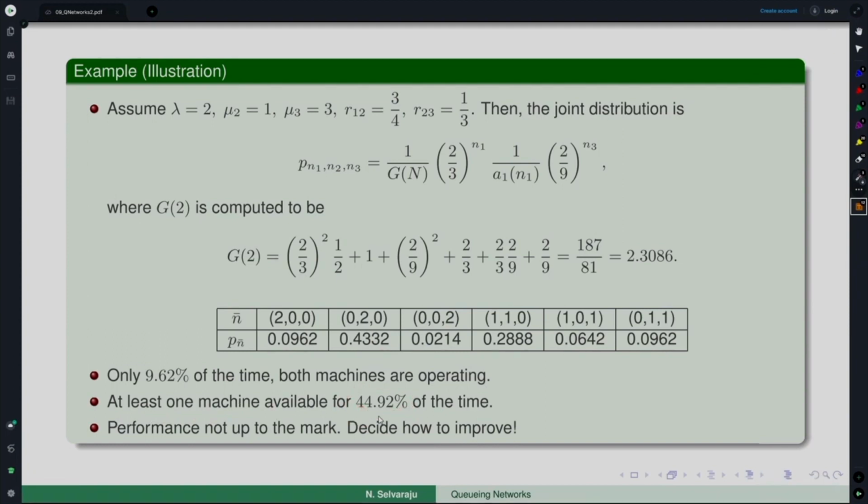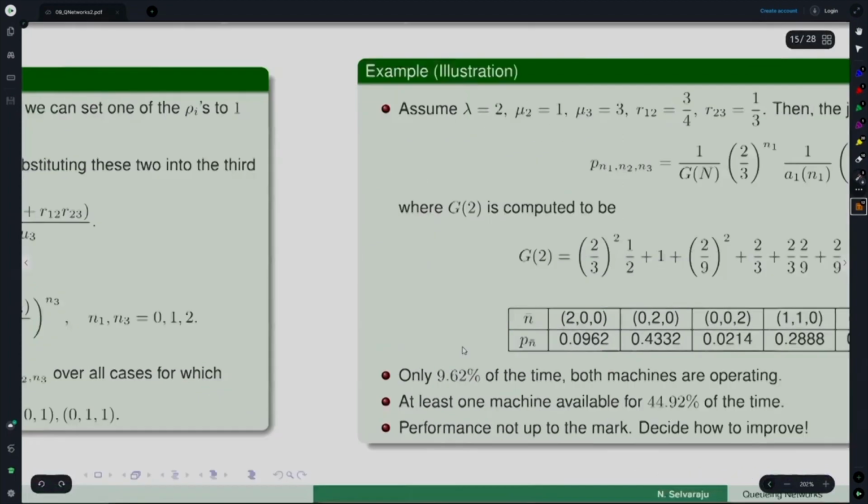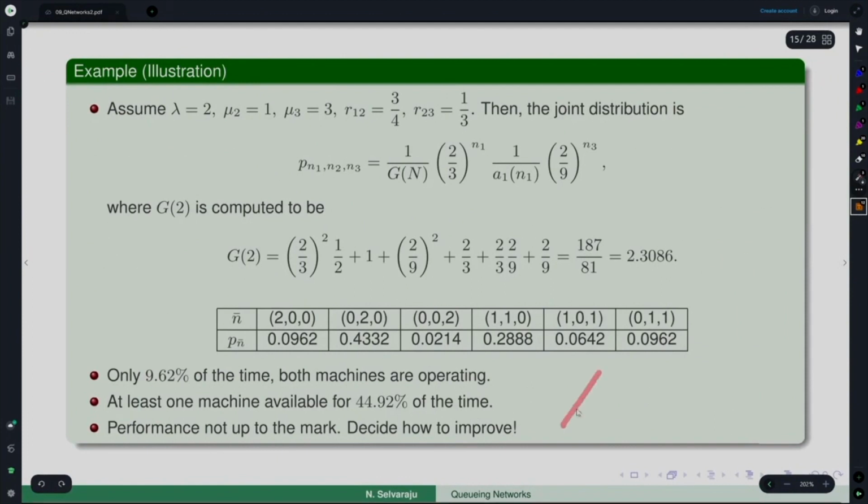So, about 55% of the time not even one machine is in operation. So, performance, if these were the parameter values, is not up to the mark and you have to decide now how to improve. Okay. So, this is with respect to these particular values, but what we are looking at is how we are getting this and how we are implementing this, right. So, that is what you are obtaining here with respect to this particular example that we have here. Okay, fine. So, this is what is done.